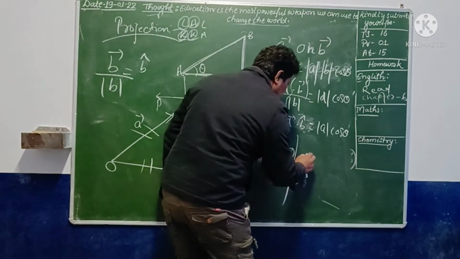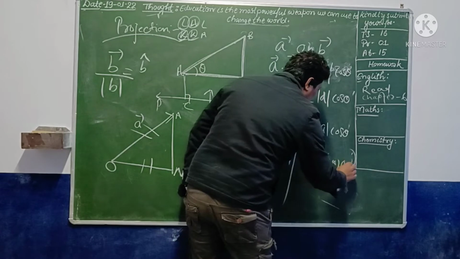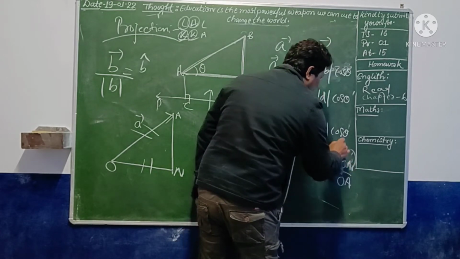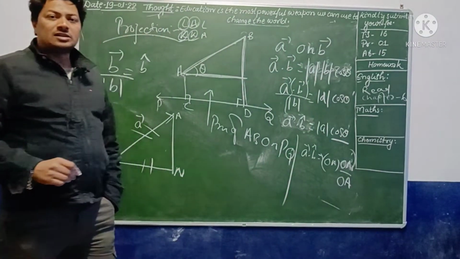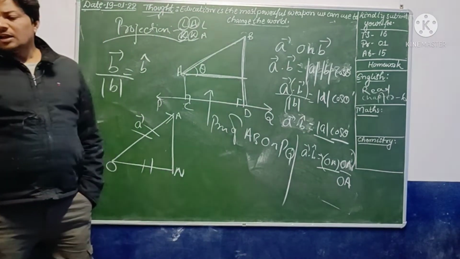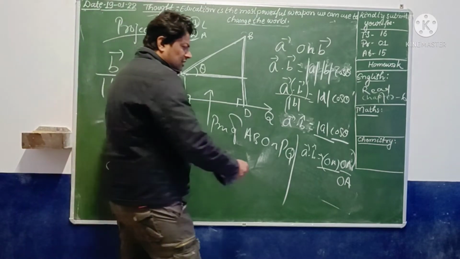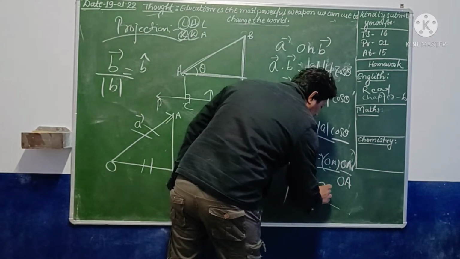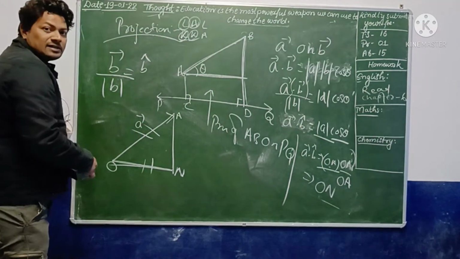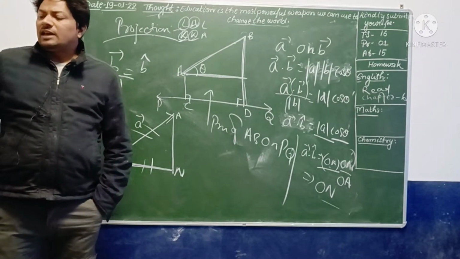So you can write A vector to B vector equal to ON divided by OA on the place of cos theta. And on the place of A, we have OA. When it cancels out, what will be the remaining? This will cancel out with this one, you will get only ON. And when you get ON, that one is projection of A on B.